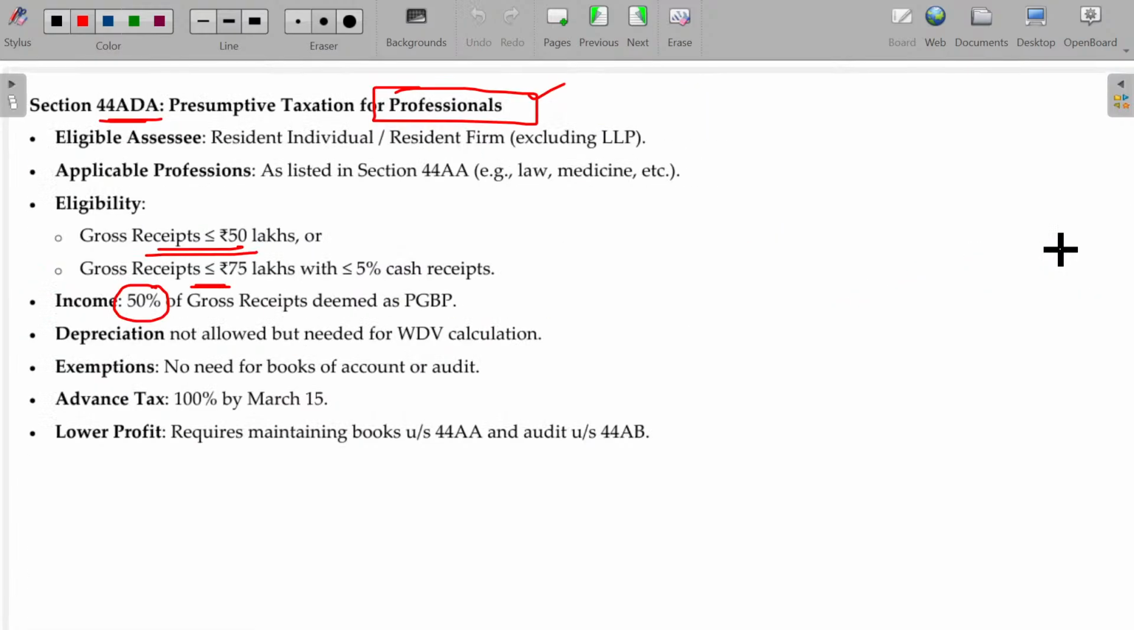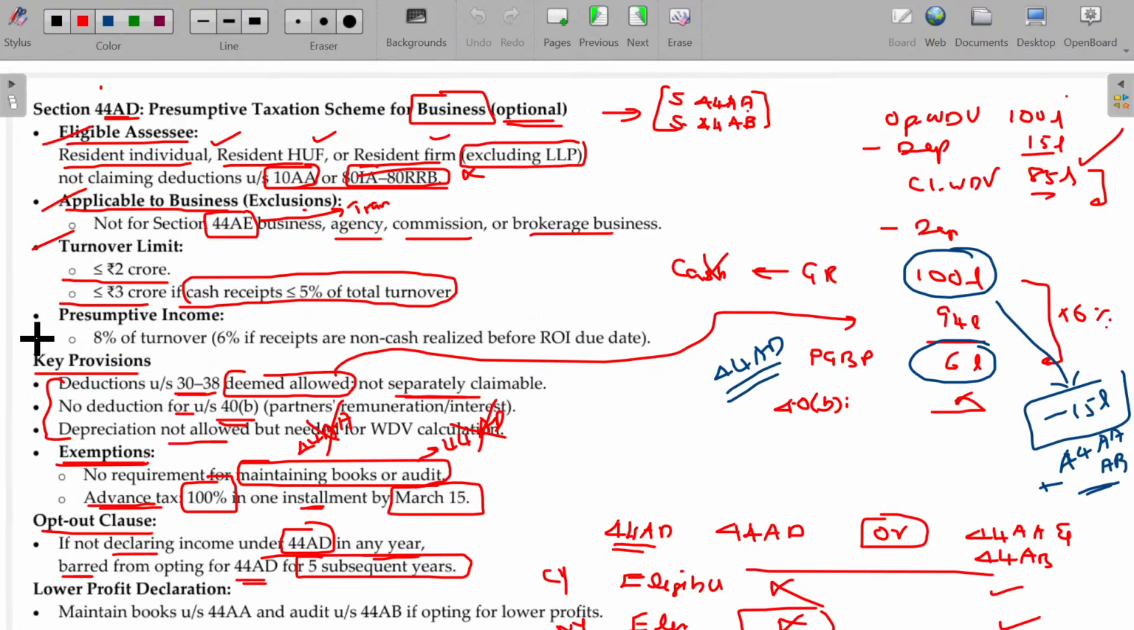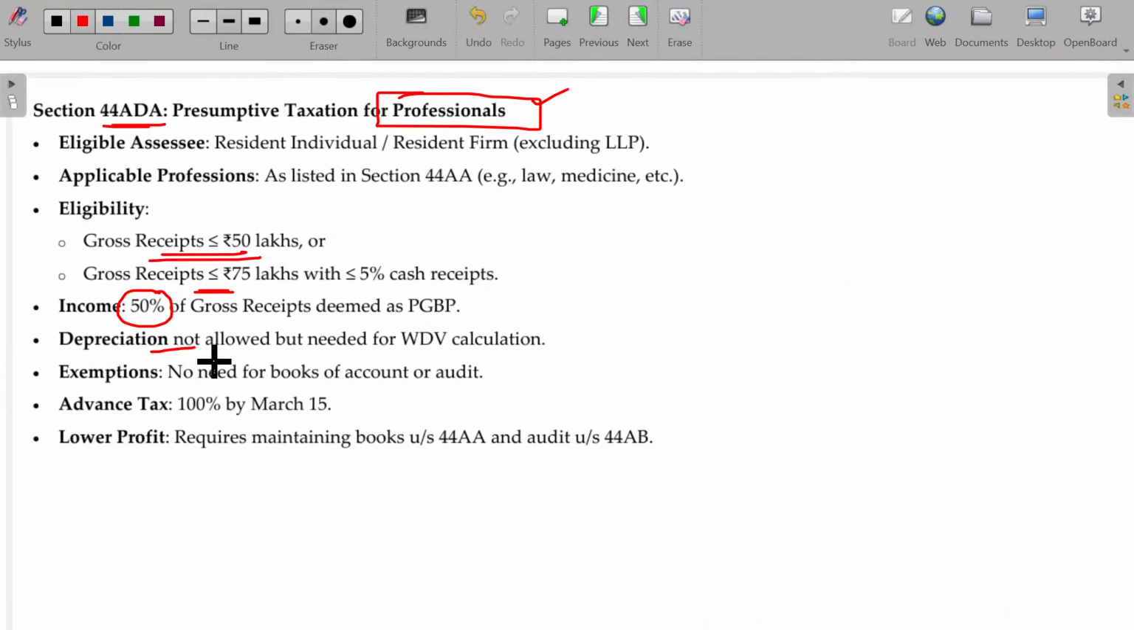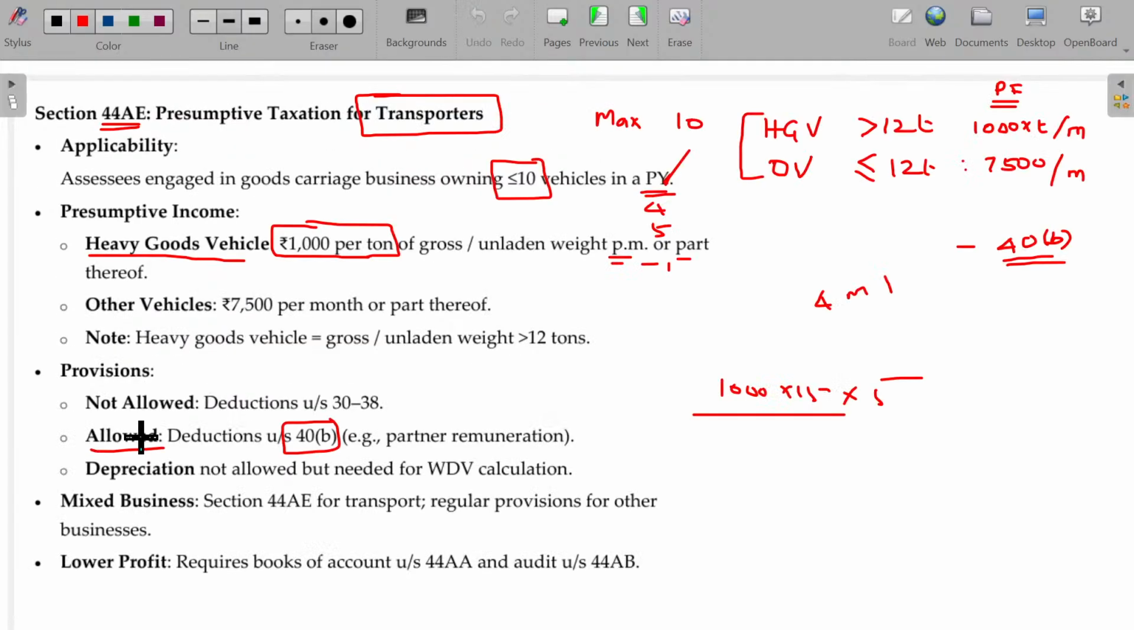So earlier it is not allowed. Under 40B, no deduction. But here it is allowed. Only this point is different. The rest will be the same. Depreciation as per the earlier one, not allowed. Deductions not allowed.